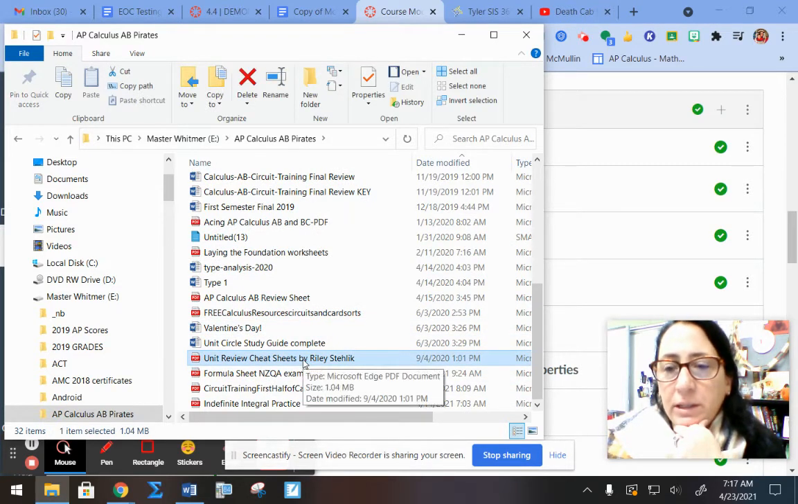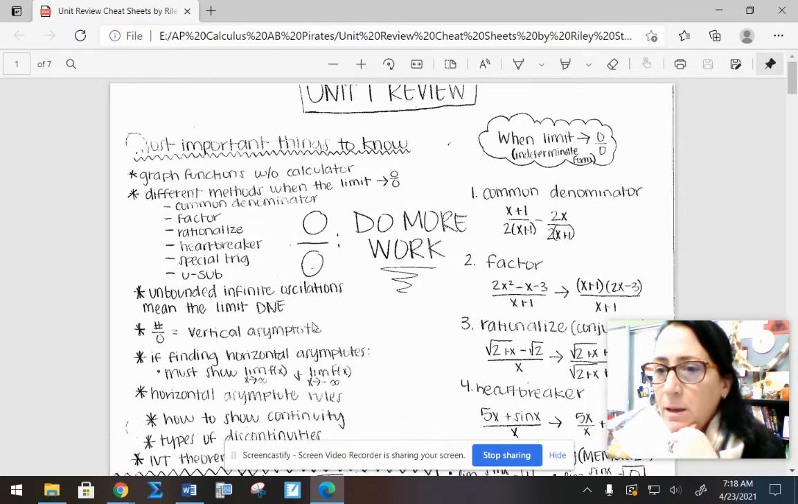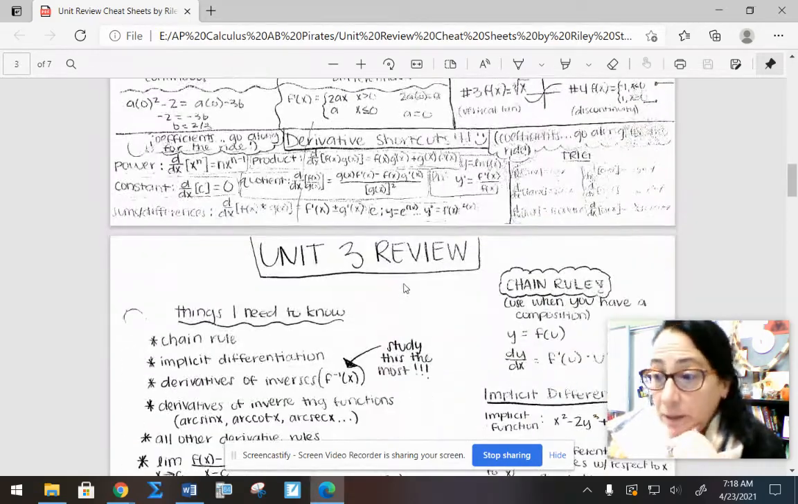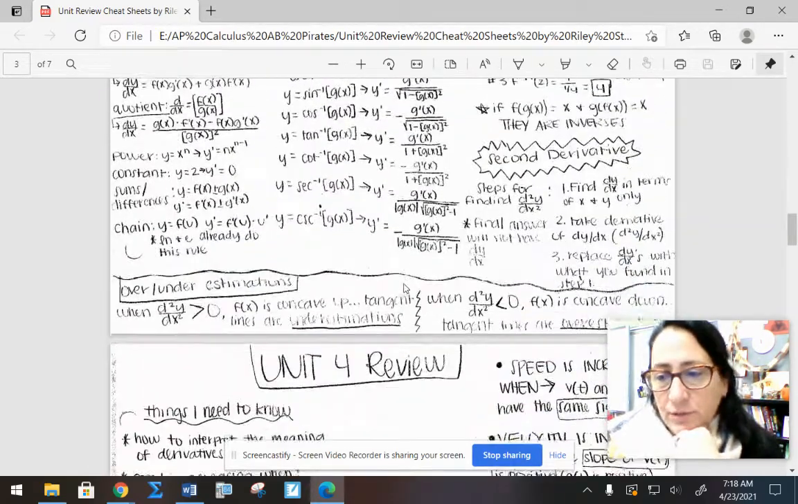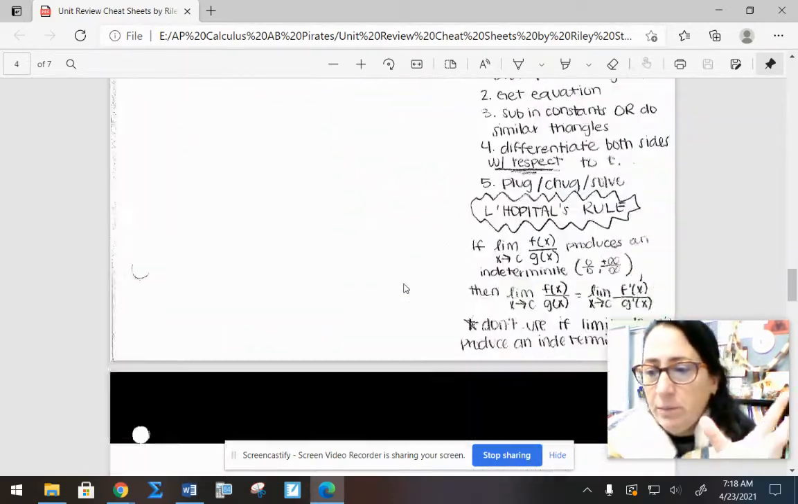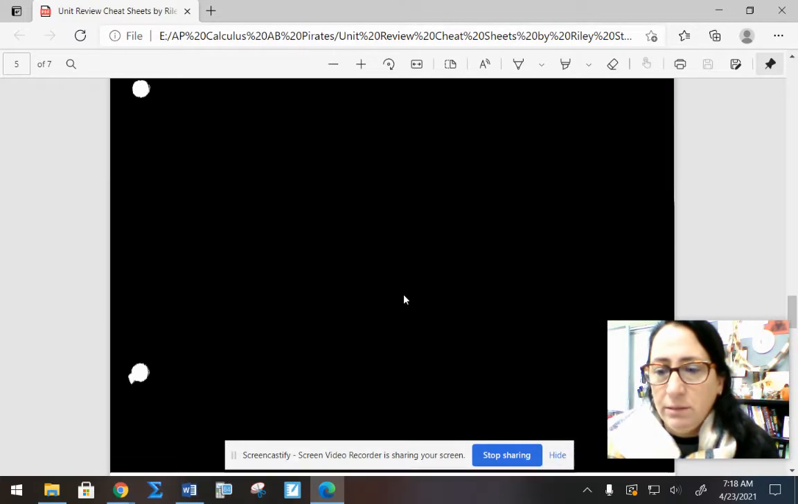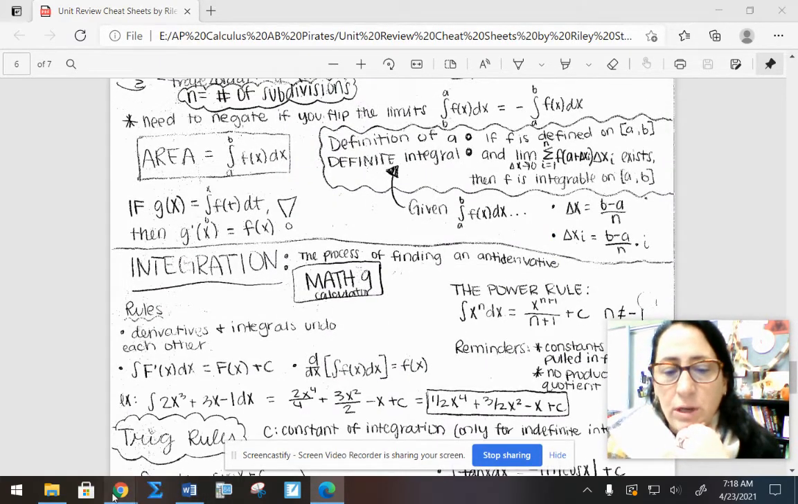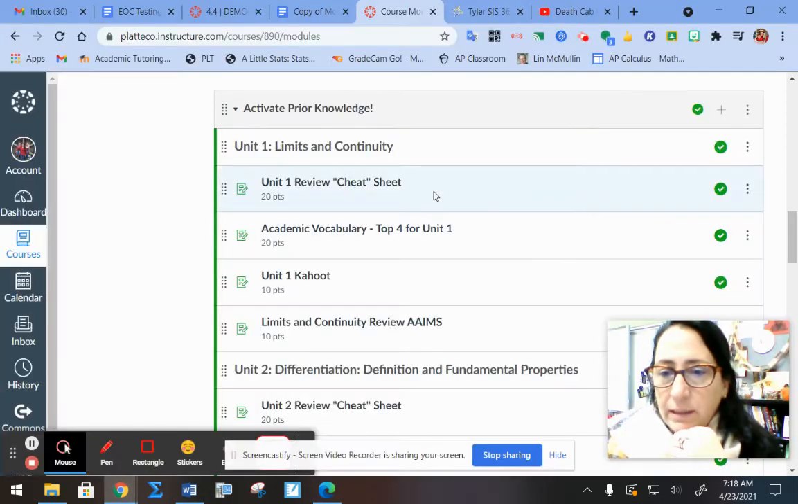Okay, so here is Linda Riley. You can see what she did on her unit 1, and there's her unit 2. She actually made it for all of them, summarizing the whole lesson into pages. So that's the first thing they needed to do: create their cheat sheet.